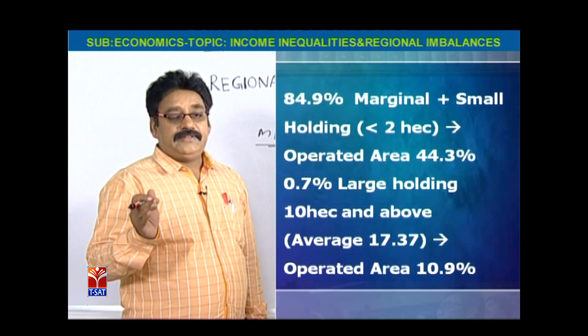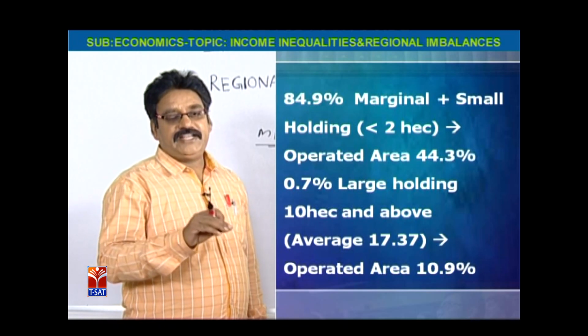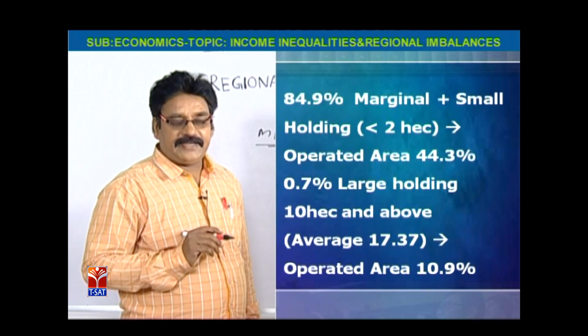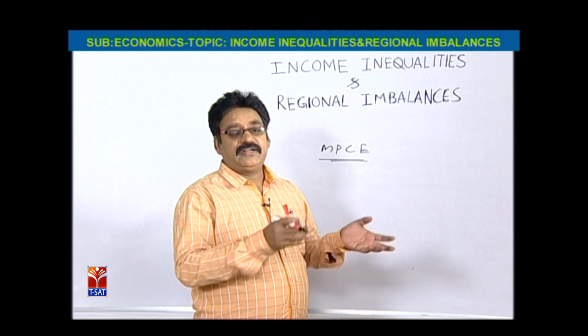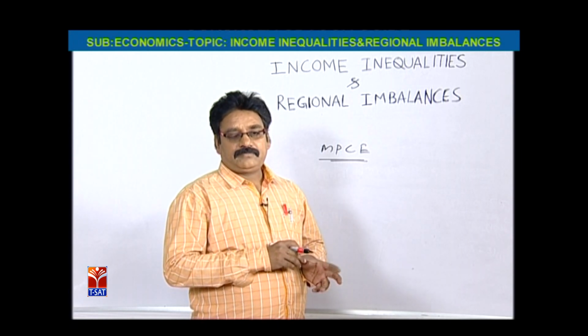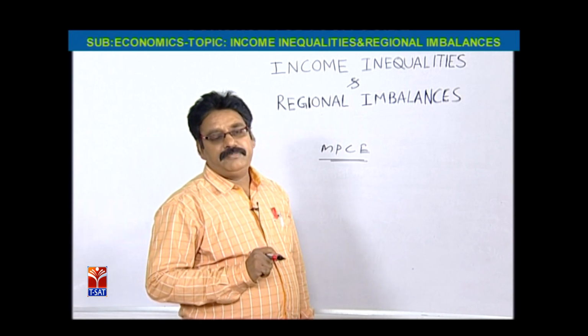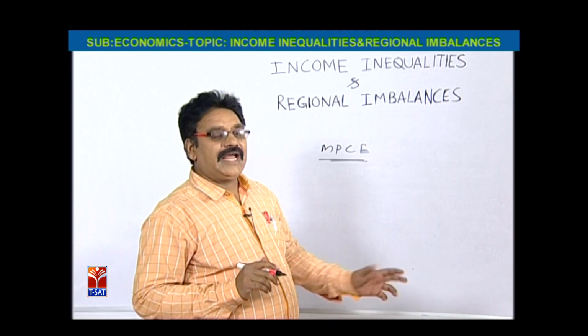and their average land is 17.37 hectares, with an operated area of 10.9. Out of a total of 100 acres, they have almost 11 acres, and they are not even 1%. That is the situation prevailing in India regarding land ownership.